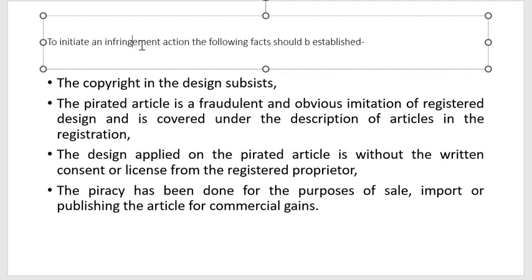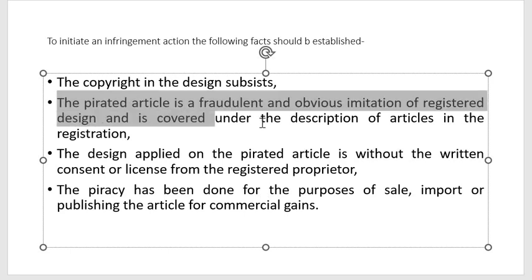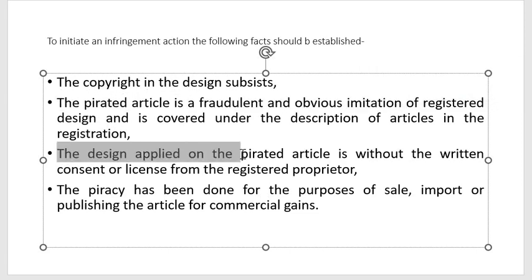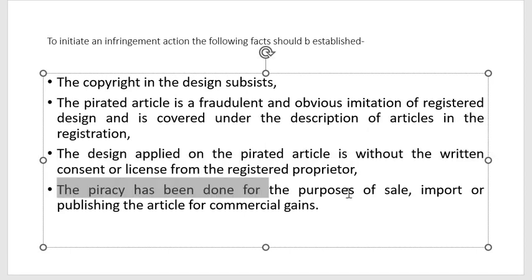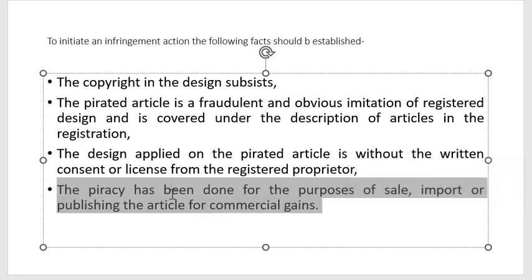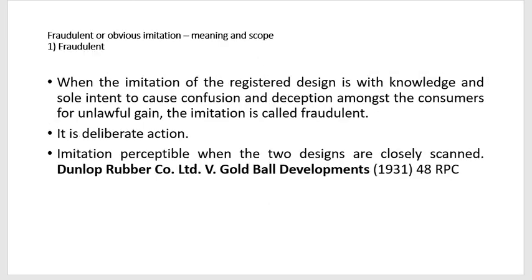To initiate an infringement action, what should be there? First, that copyright in the design subsists, meaning it is a registered design. Then the pirated article is a fraudulent and obvious imitation. The design applied on the pirated article is without written consent. And the piracy has been done for the purpose of sale, import or publishing. These requirements, which also come in section 22, are to be fulfilled.